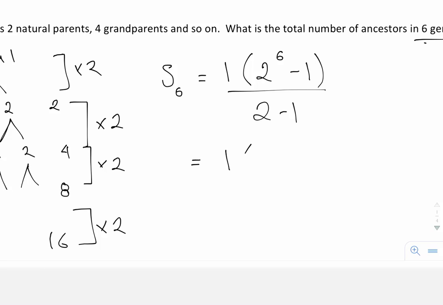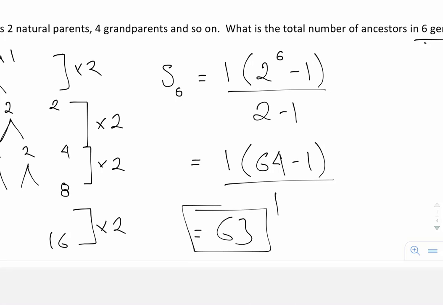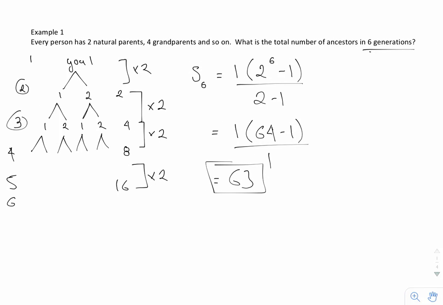We'll get 1 times 2 to the 6 is going to be 64. 64 minus 1 divided by 1, and we're just left with 63. And that's the number of ancestors you will have for 6 generations.